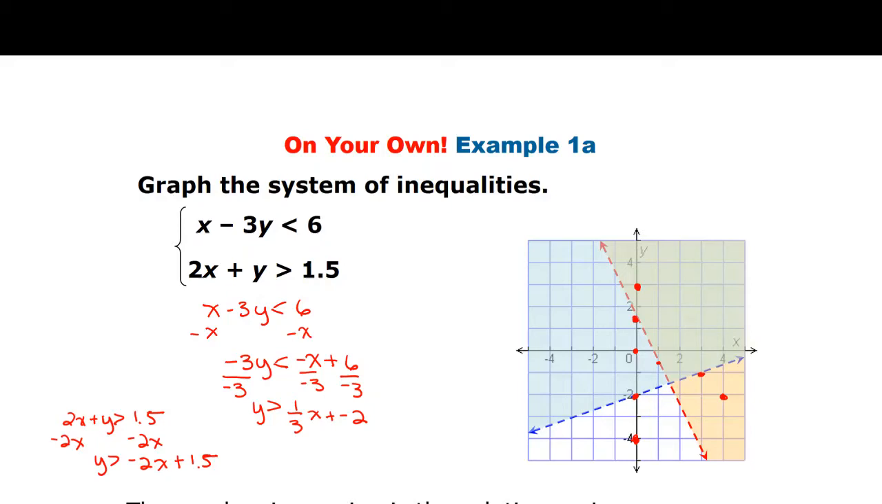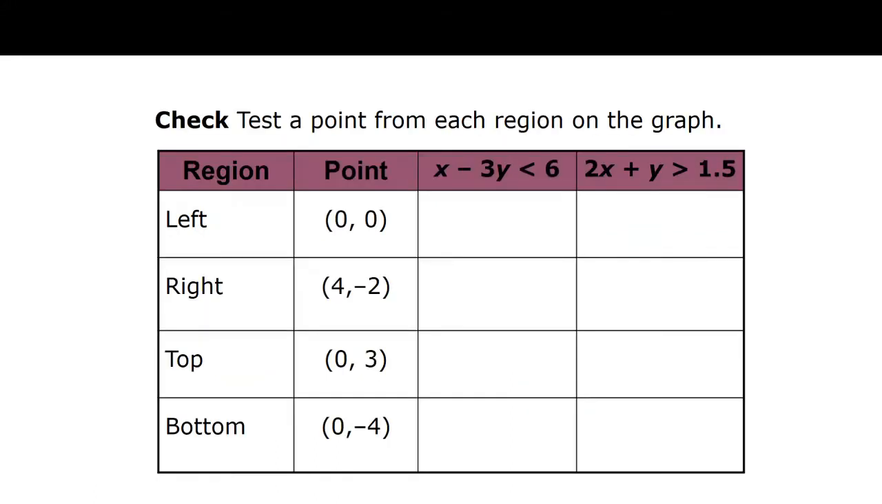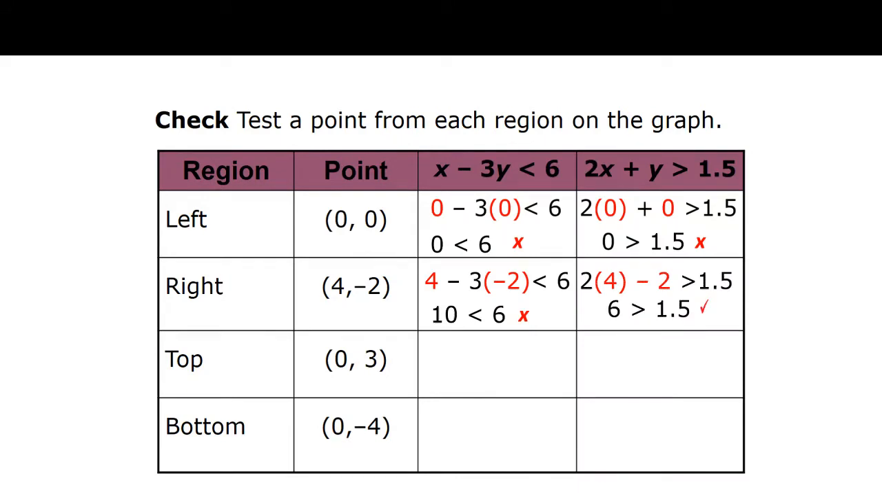So the main one that we want to make sure is true is the one in the shaded region, and that's going to be the 4, negative 2. So here are your points. We already checked for 0. And there's the 4, negative 2, which we find out 10 is less than negative 6. That's not true. Oh, this is the 4, negative 2. This isn't the one that we needed to be true. And 6 is greater than 1.5. That one's true. Let's try the 0, 3.